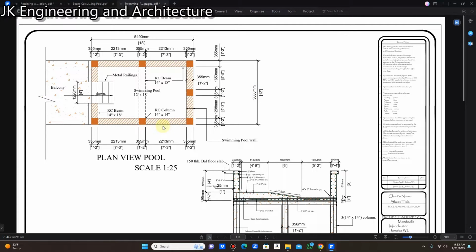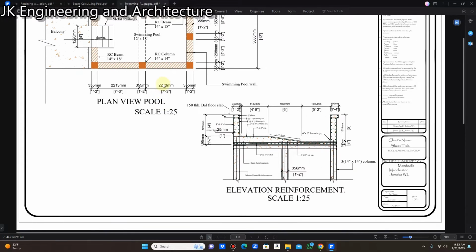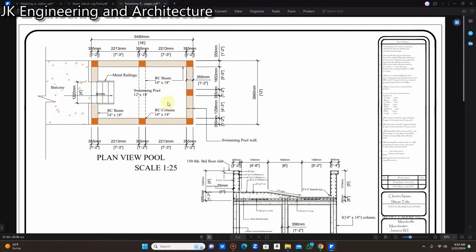Now, this pool is reinforced concrete, as you know already, and it is supported by beams and columns. So here is a call out for the reinforced concrete beam. The reinforced concrete beam is 14 inches in width by 18 inches in depth. The base of the column here is 14 inches by 14 inches. And the thickness of the wall for the pool is 1 foot 2 inches or 14 inches.